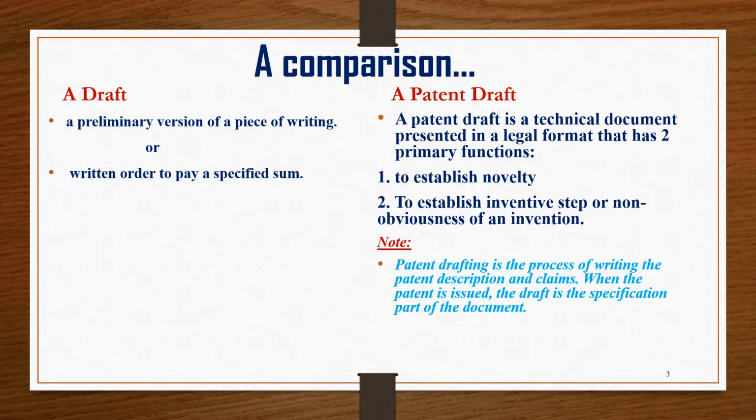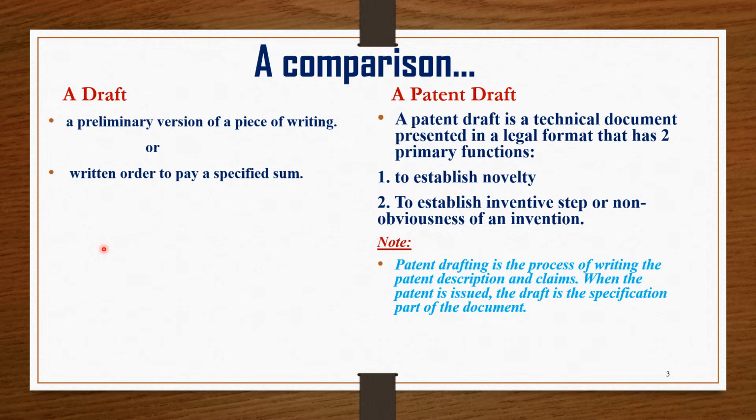Now we will have a comparison, because whenever we say what is a draft, normally we go to its literal meaning. So first of all, we will go to the literal meaning of a draft. We can say that a draft is a preliminary version of a piece of writing. Or we can say a draft is a written order to pay a specified sum. So this is the normal and literal meaning of draft.